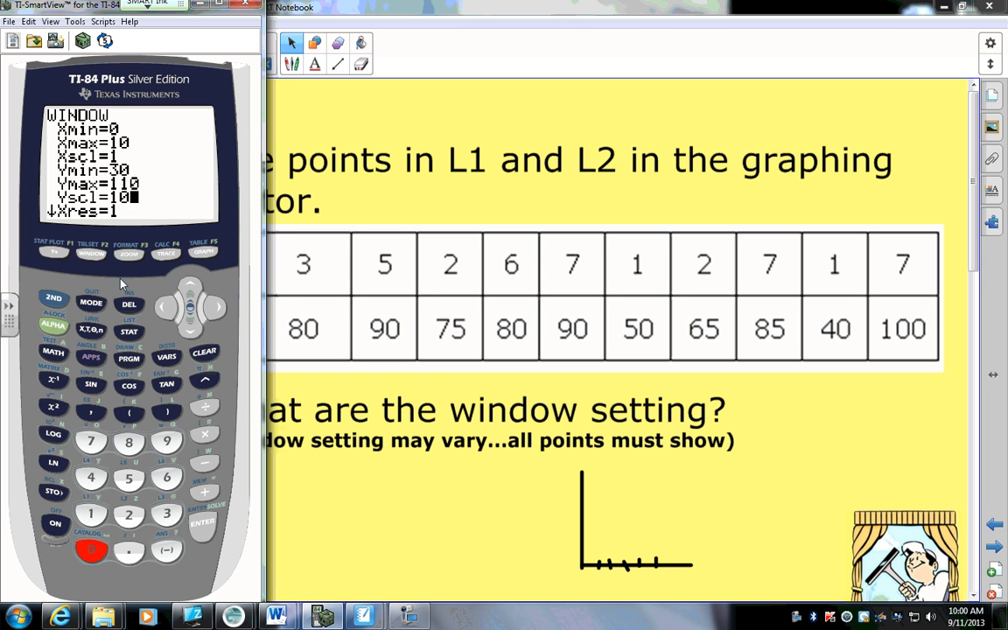Does anybody remember what I have to do after the window? I have to turn my stat plot on. Second Y equals, enter, enter. Make sure that the on is highlighted. Now press graph, and you should see some kind of correlation. This is going to have what kind of correlation? I've heard it is positive.